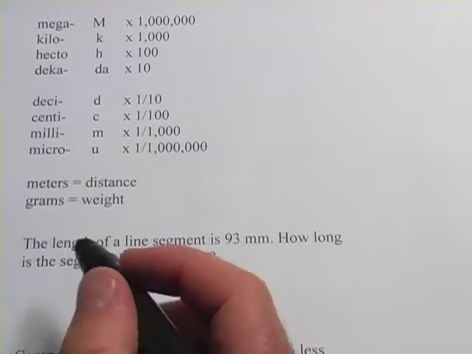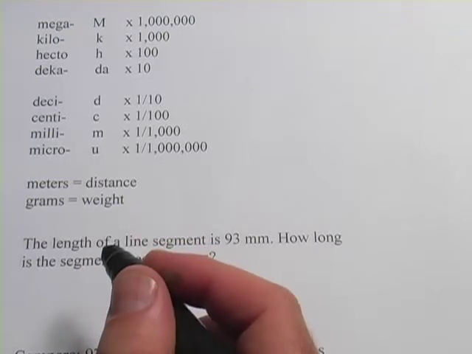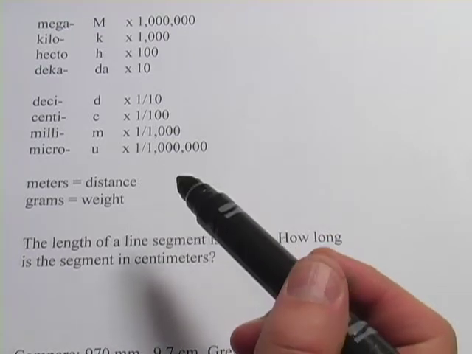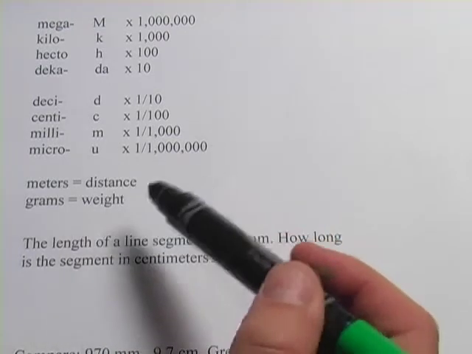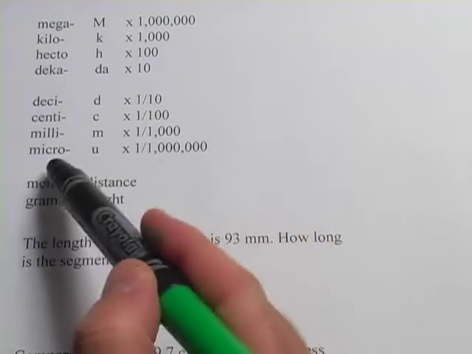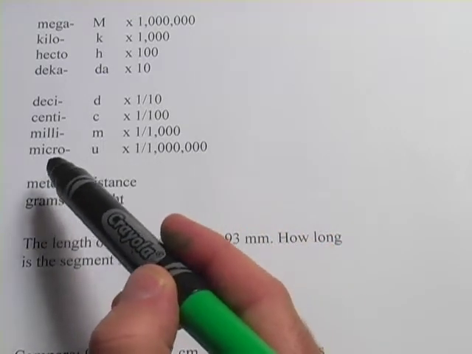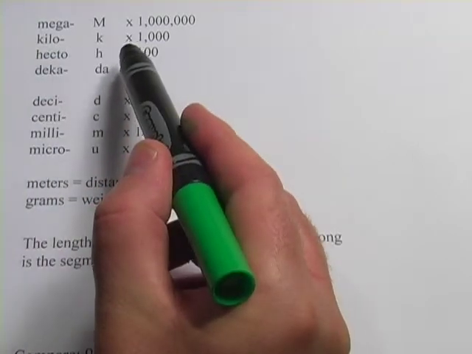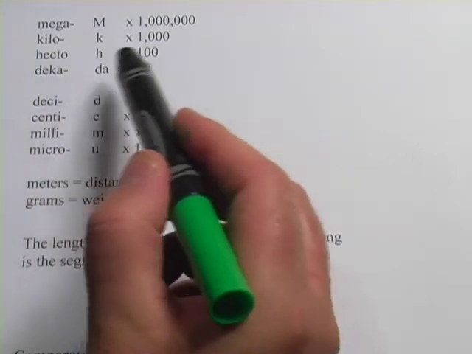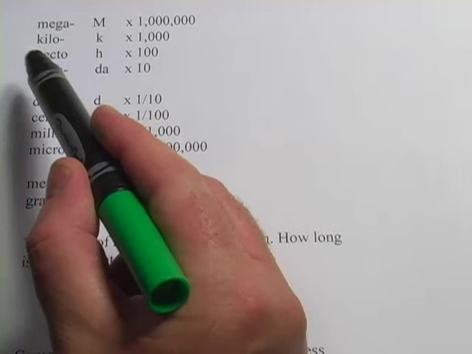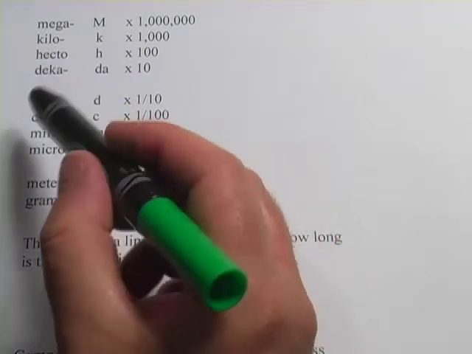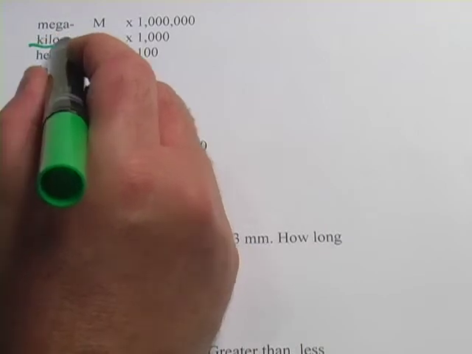We have some problems about the metric system to work on here. What I've got listed at the top of this page, which is a really good reference to have handy, is the major prefixes for metric system units. So kilo means 1,000, and a kilogram would be 1,000 grams. A kilometer would be 1,000 meters. That's one that you should definitely memorize, kilo.